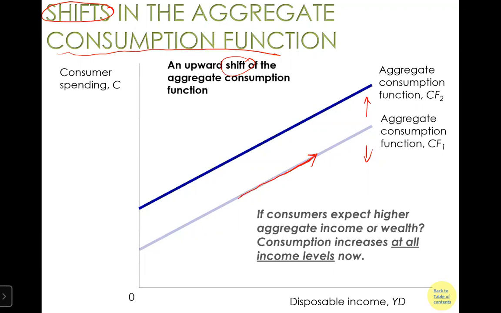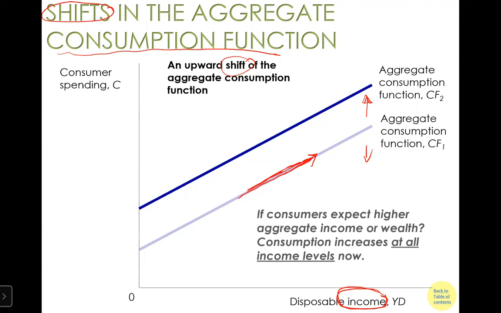And the cause of that change along this line is due to changes in current disposable income. The shift of this line is going to be caused by something other than a change in current disposable income. Now let's see what can cause a shift in the aggregate consumption function.